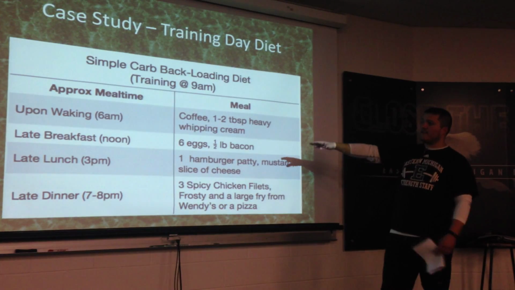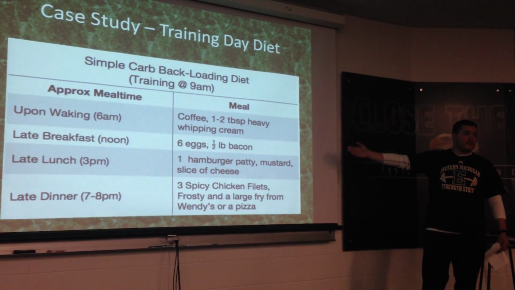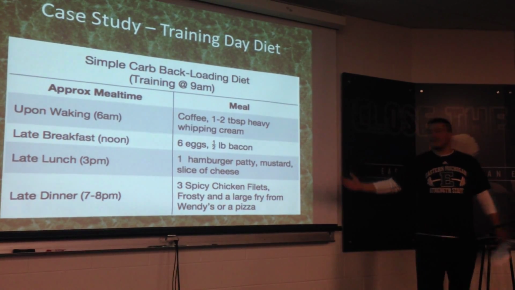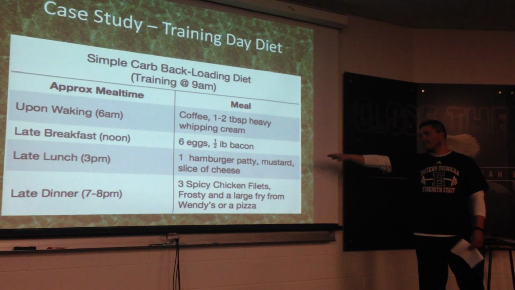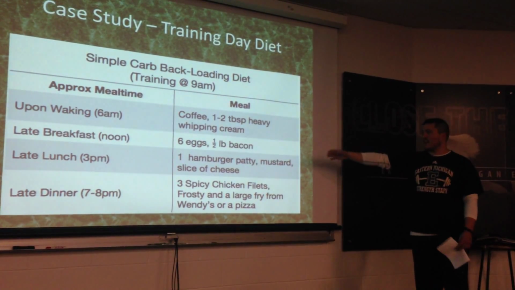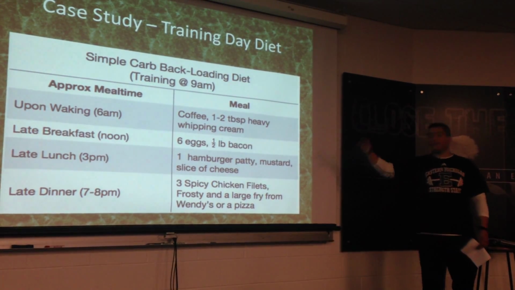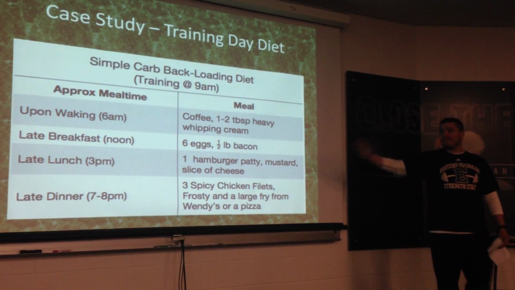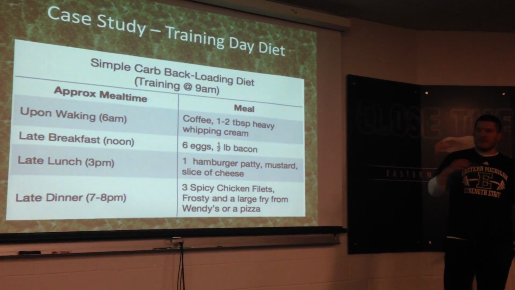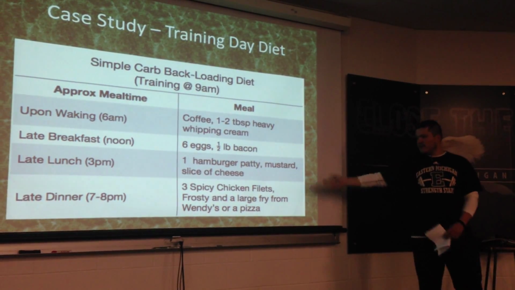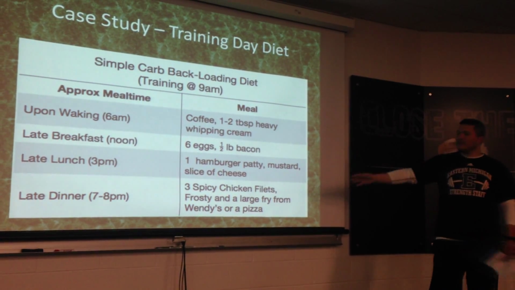Then later on, he would have breakfast right around noon: 6 eggs, half a pound of bacon. Sounds like a delicious meal, if I do say so myself. And then same thing, it just keeps going later in the day. Lunchtime, he's having a hamburger patty, mustard, a slice of cheese. So still no carbs whatsoever. He's keeping it protein and fat. And then at 7 to 8 o'clock, when his body's completely depleted of glycogen, he throws in the carbs. So pizza, Wendy's, all this good stuff.